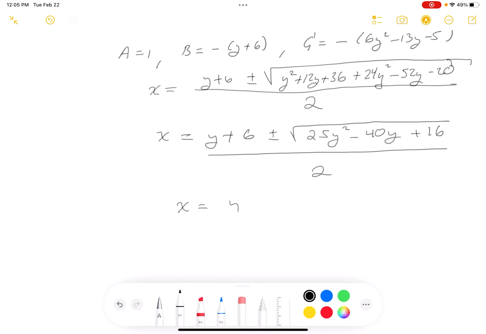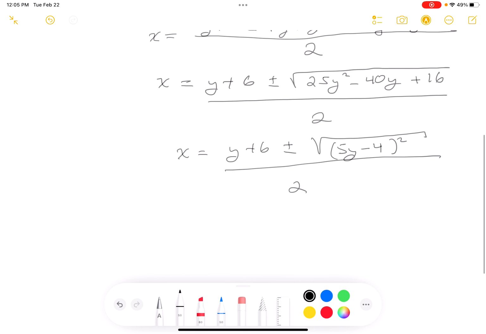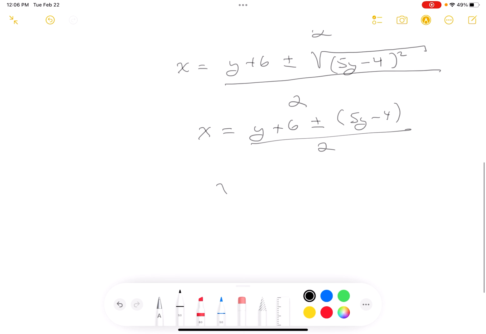x equals y plus 6 plus or minus, it's all over 2. And this looks like 5y minus 4 quantity squared. That would give you 25y squared, 16 on the end, minus 20, and minus 20 is minus 40. So it looks pretty good. What I'm going to do now, and we've been doing this for some time, plus or minus 5y minus 4 over 2. Boy, I'm going to keep going, don't I?